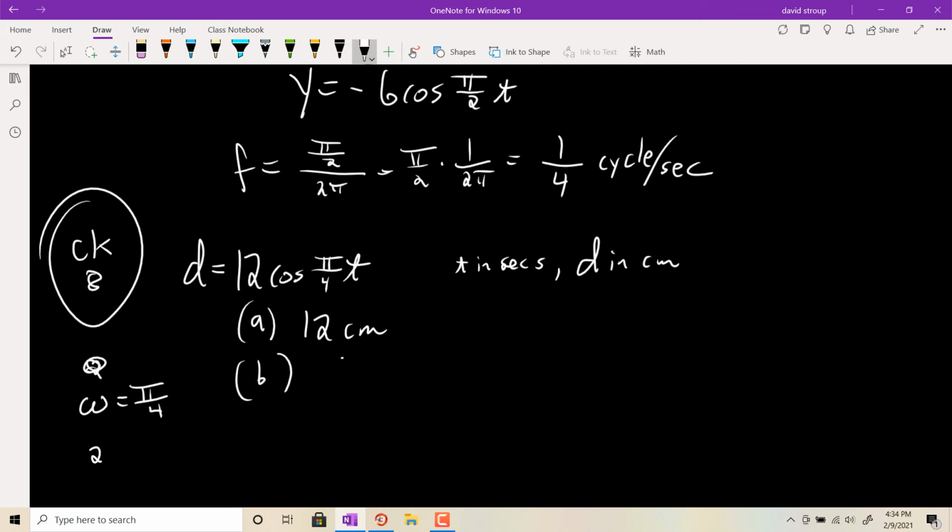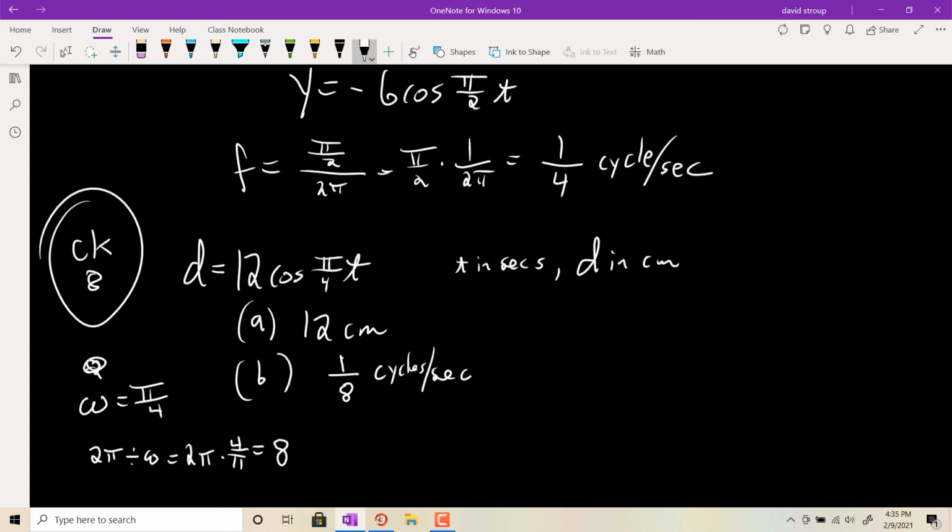The period is 2 pi divided by omega. So in this case, it's 2 pi times 4 over pi, just doing the reciprocals. And then what you get is 8. So again, what do they want to know? The frequency. So the frequency is just the reciprocal of that, so 1 over 8 cycles per second.